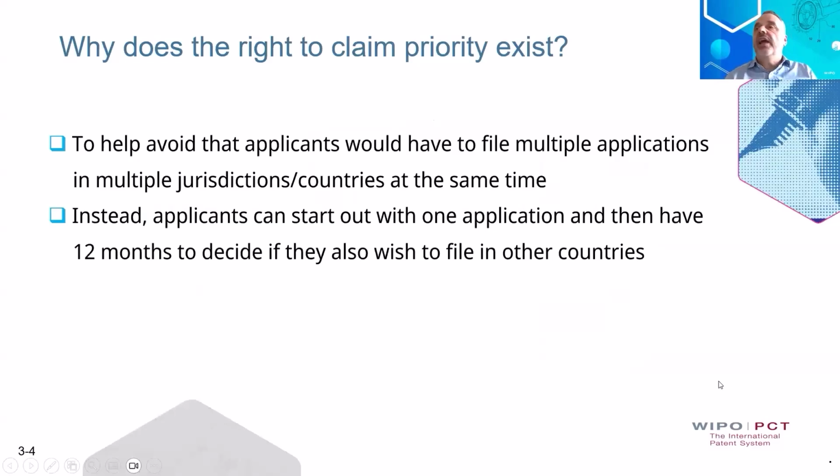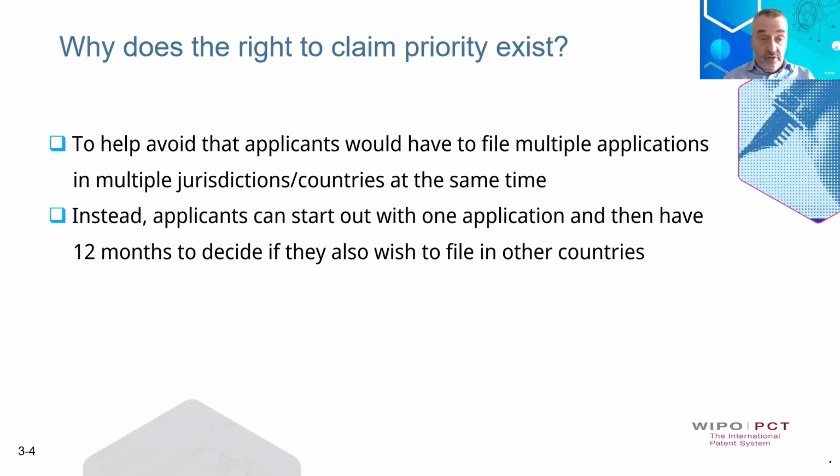So why do we actually have this right to claim priority? Why does this even exist? Basically, the underlying idea is it would be rather difficult for any applicant who needs protection in more than one country to more or less simultaneously file applications in all those countries where he or she would like to obtain protection.